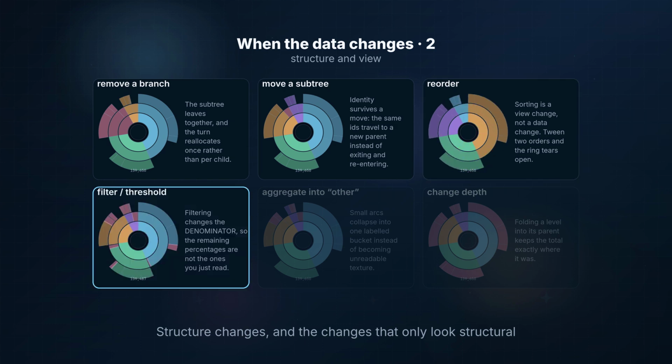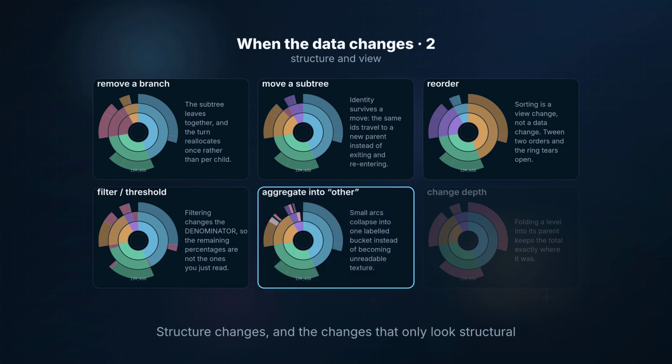Interpolate straight between two different orderings, and the ring tears open in the middle of the transition, so for a full second, the chart draws a total that is not the sum of anything. Every other update here holds the earlier order for exactly that reason.